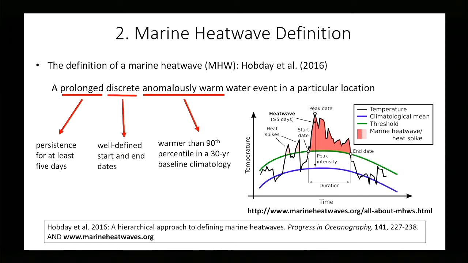These are just heat spikes, so they're short-term events, not really characteristic of a marine heat wave. But you can see that basically they're defined by a start date and an end date. This is the quantitative definition, whereas what's over here is more of a qualitative description of what a marine heat wave is. Similar to the atmosphere, it's a prolonged, discrete, anomalously warm water event. Prolonged in the sense that it persists, discrete in the sense that it's well defined in terms of a start and end date, and anomalously warm in the sense that it's warmer than this 90th percentile threshold.